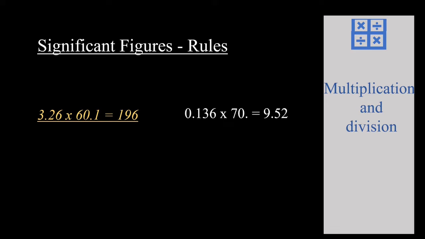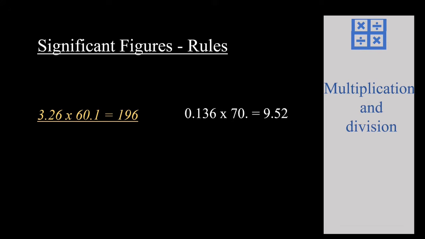The second number, which is 70 point, now the leftmost digit is 7, so this is the most significant figure. There is a decimal point, so the rightmost digit is the least significant, which is 0 in this case. So we have a number of 2 significant figures. So our final answer should have 2 significant figures.